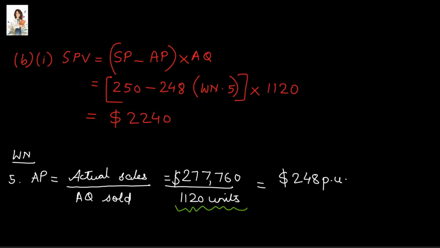Now let's check whether this variance is an adverse variance or a favorable one. The company had estimated that it would be able to sell its goods for $250 per unit, but actually it was able to sell its goods only for $248 per unit, that is at a lower selling price. Therefore, this is not a good thing for the company, and so this $2,240 is an adverse variance which will be denoted by the letter A in brackets.